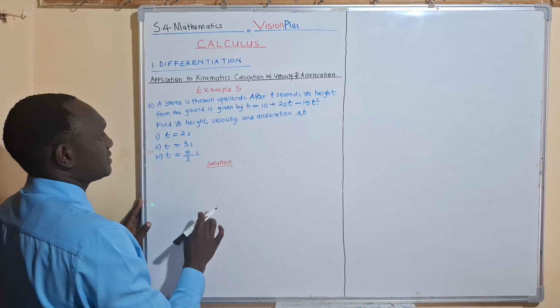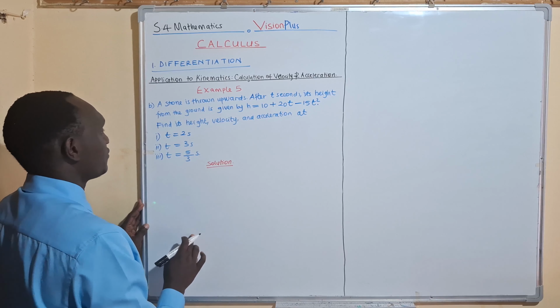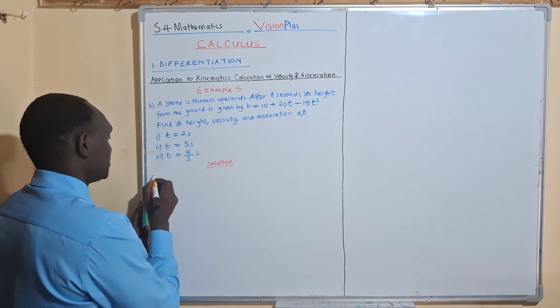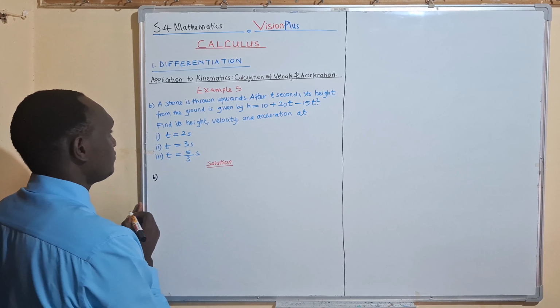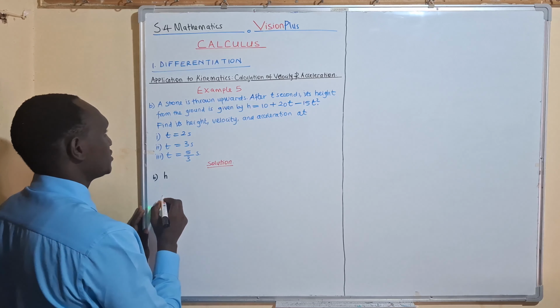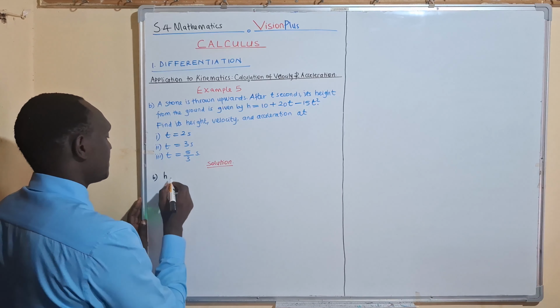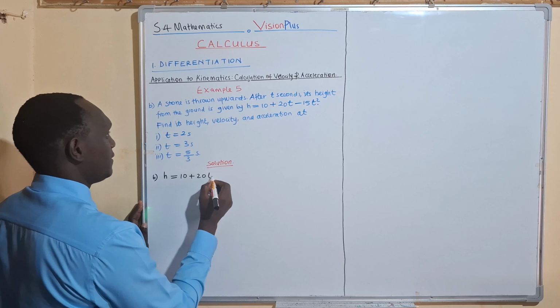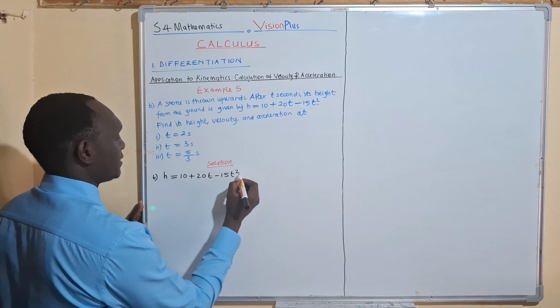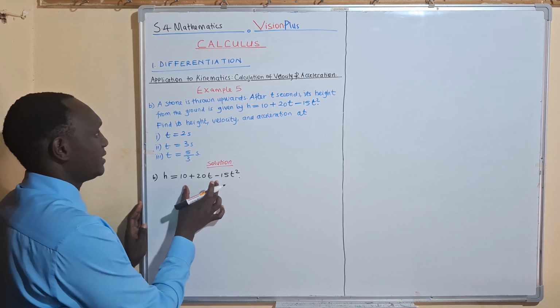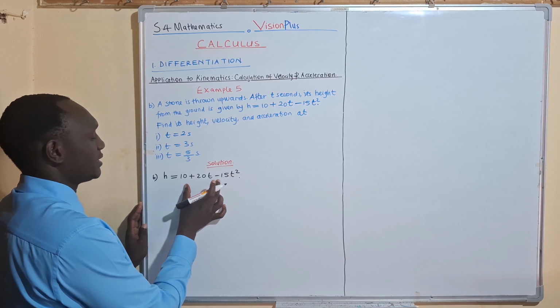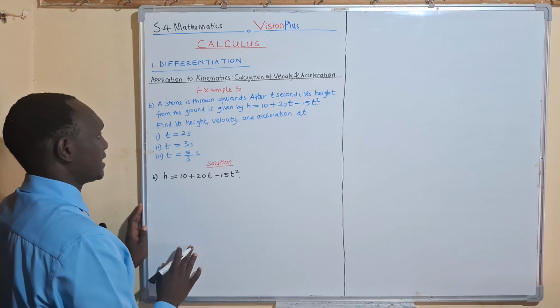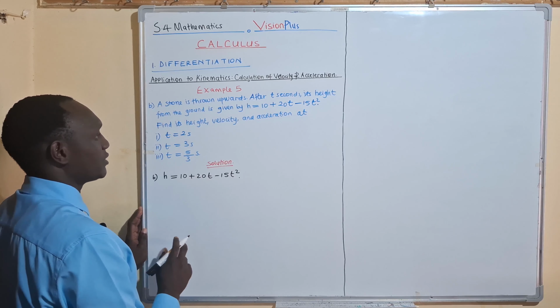Part B says that a stone is thrown upwards. After 3 seconds, its height from the ground is given by, that is our point of interest, that the height of a stone that was thrown upwards is given by 10 plus 20t minus 15t squared. This is the height of the stone from the ground at any time t seconds. Okay, let's see what the question says.